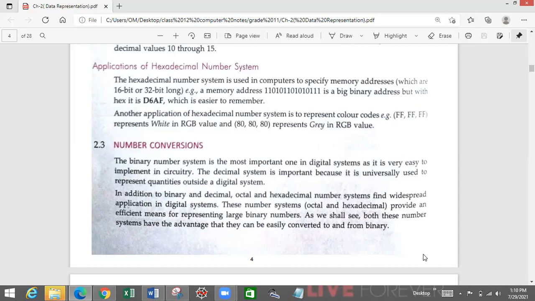So a 32-bit binary number will reduce to an 8-digit hexadecimal number. The number will get reduced multiple times, and I will have to write a small number like D6AF. It is the representation of this kind of big number. So that becomes very easy for representing memory addresses. We do not have to write long binary numbers. We can simply write the equivalent of the same thing in hexadecimal.